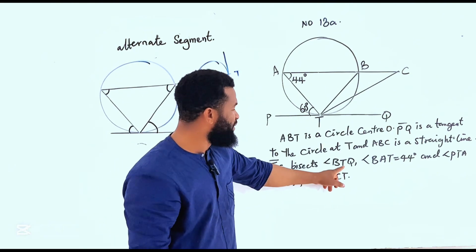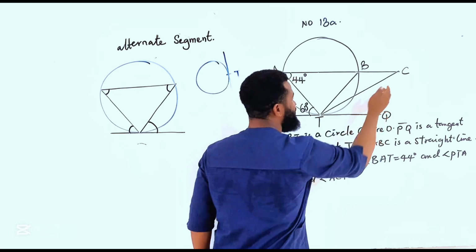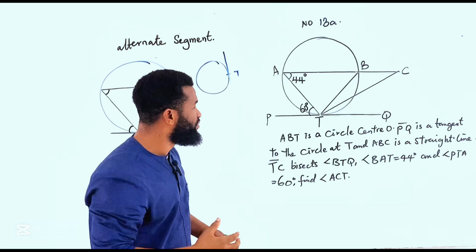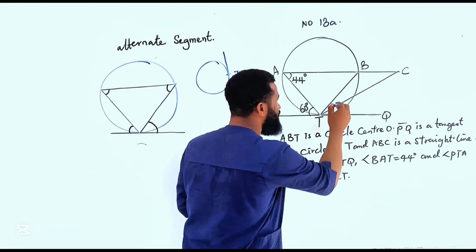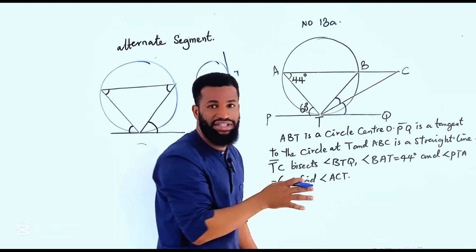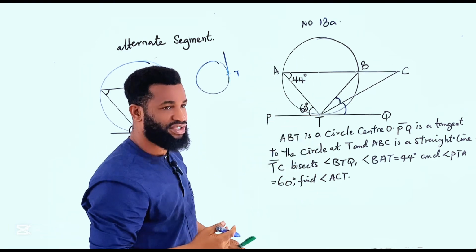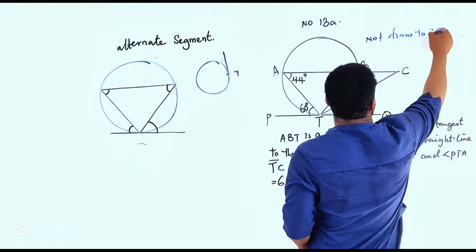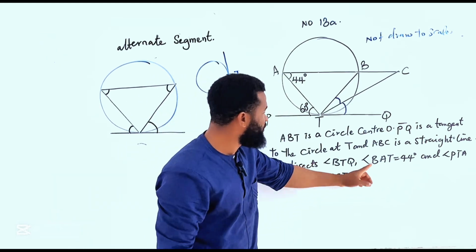TC bisects angle BTQ. This is TC, from T to C. When we say bisect, we mean dividing into two equal parts. So whatever this angle is, if this angle is 10, this one must also be 10. Forget about how big it is. So we say it is not drawn to scale. You understand? Not drawn to scale.